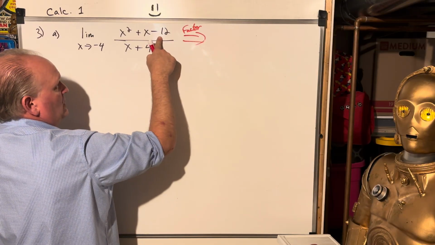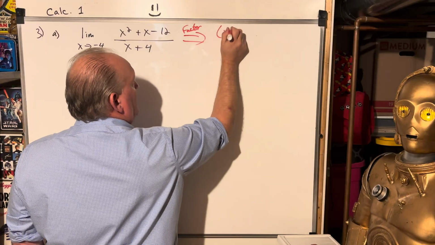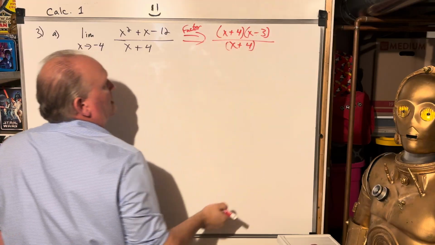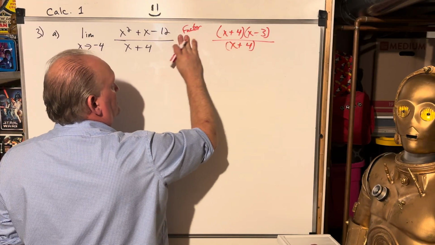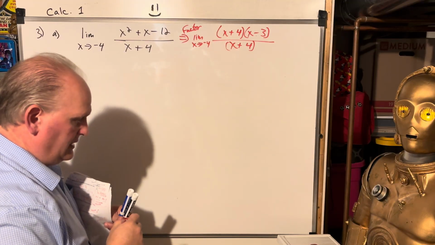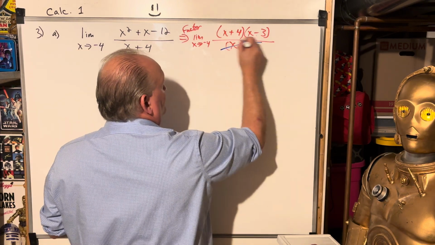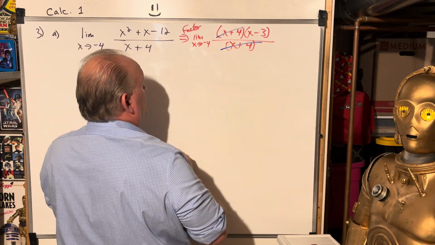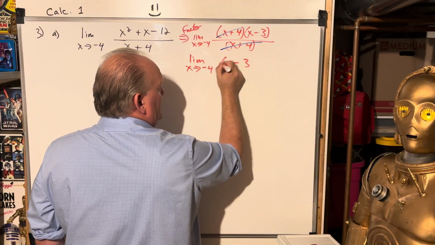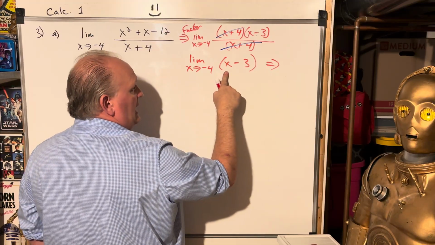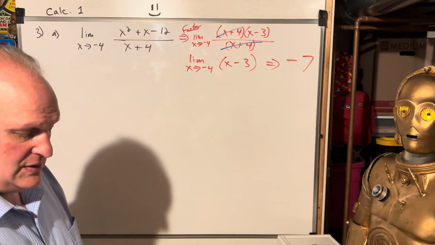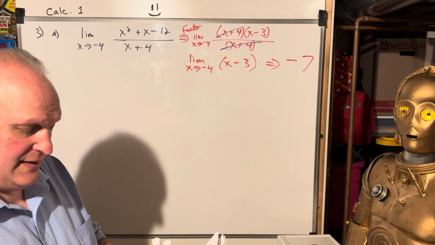So multiplies to be -12, adds up to be +1. That's (x plus 4)(x minus 3) over (x plus 4). And so when we factor it, it still has the limit on it. All right, now the x plus 4's cancel. And so we're left with the limit as x approaches -4 of just x minus 3. And now you can just substitute in the -4. -4 minus 3 is -7. And so that's what that will be approaching, is -7.